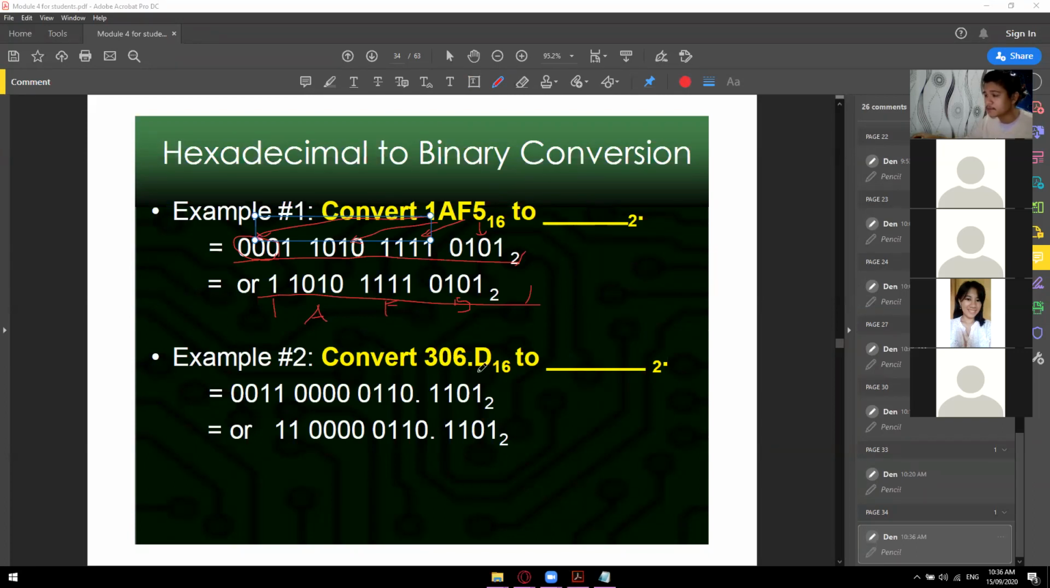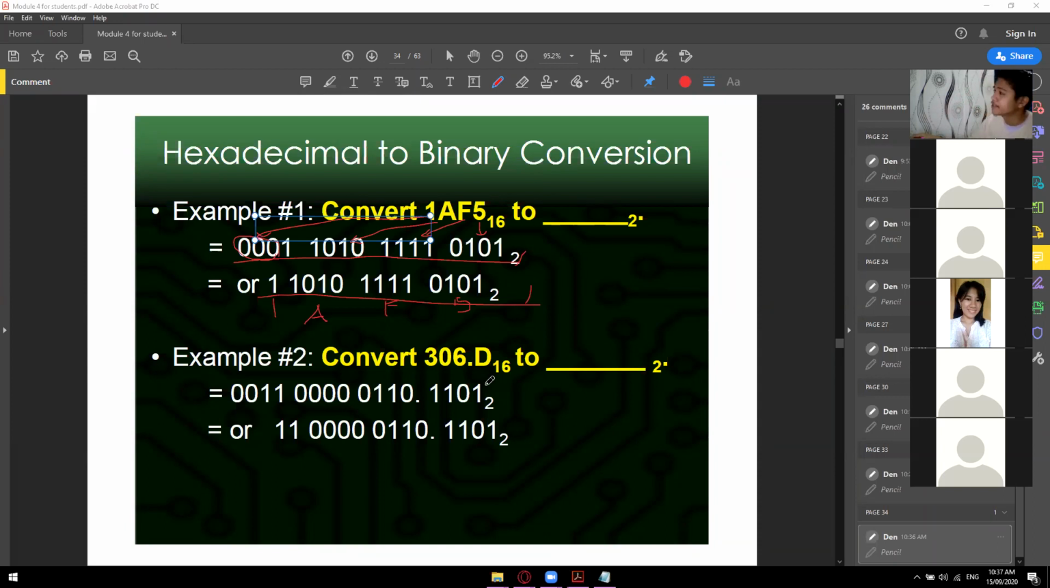So next example, we have 306 point D, base 16. So D is ilan? A is 10, B is 11, C is 12, D is 13. A, B, C, D. So 10, 11, 12, 13. So 13 ang D natin. Okay. So medyo nagulan ako, A is 10, tama. B is 11, 12 is C, and then D is 13.